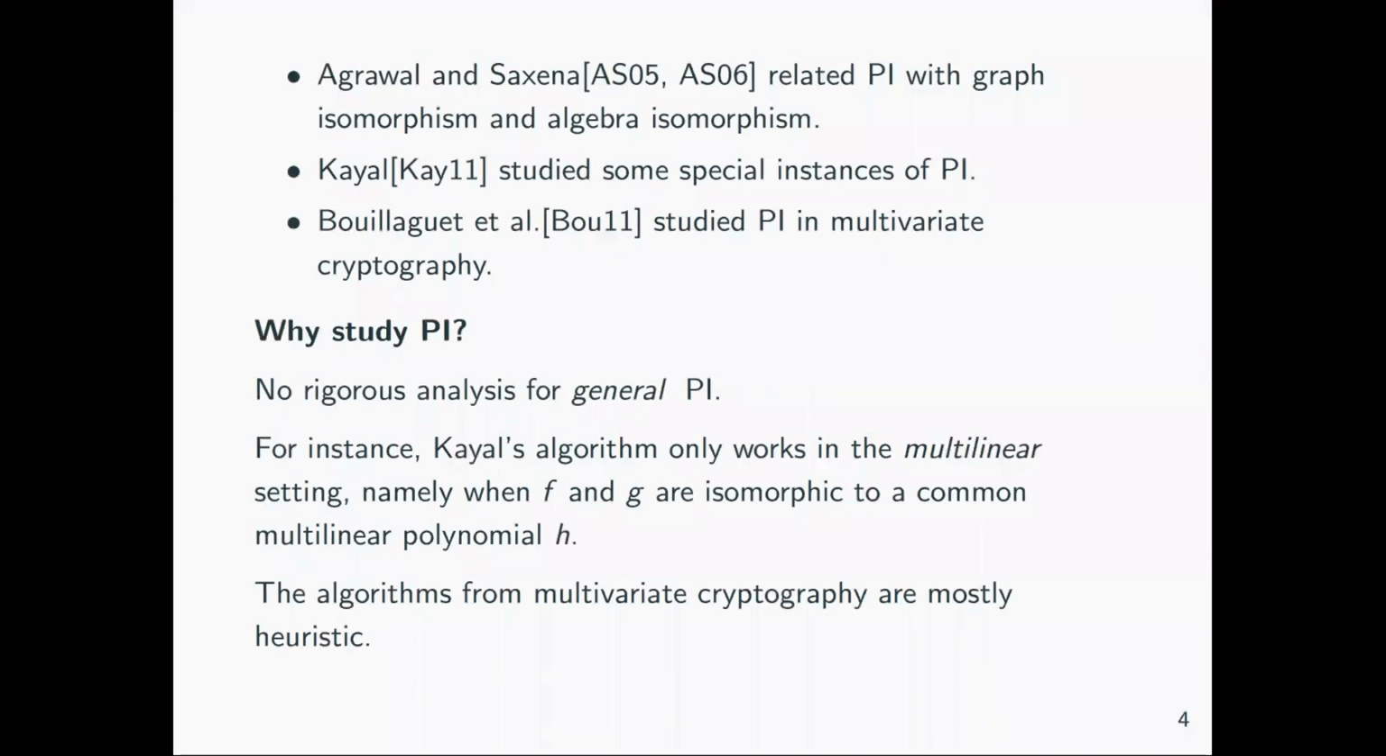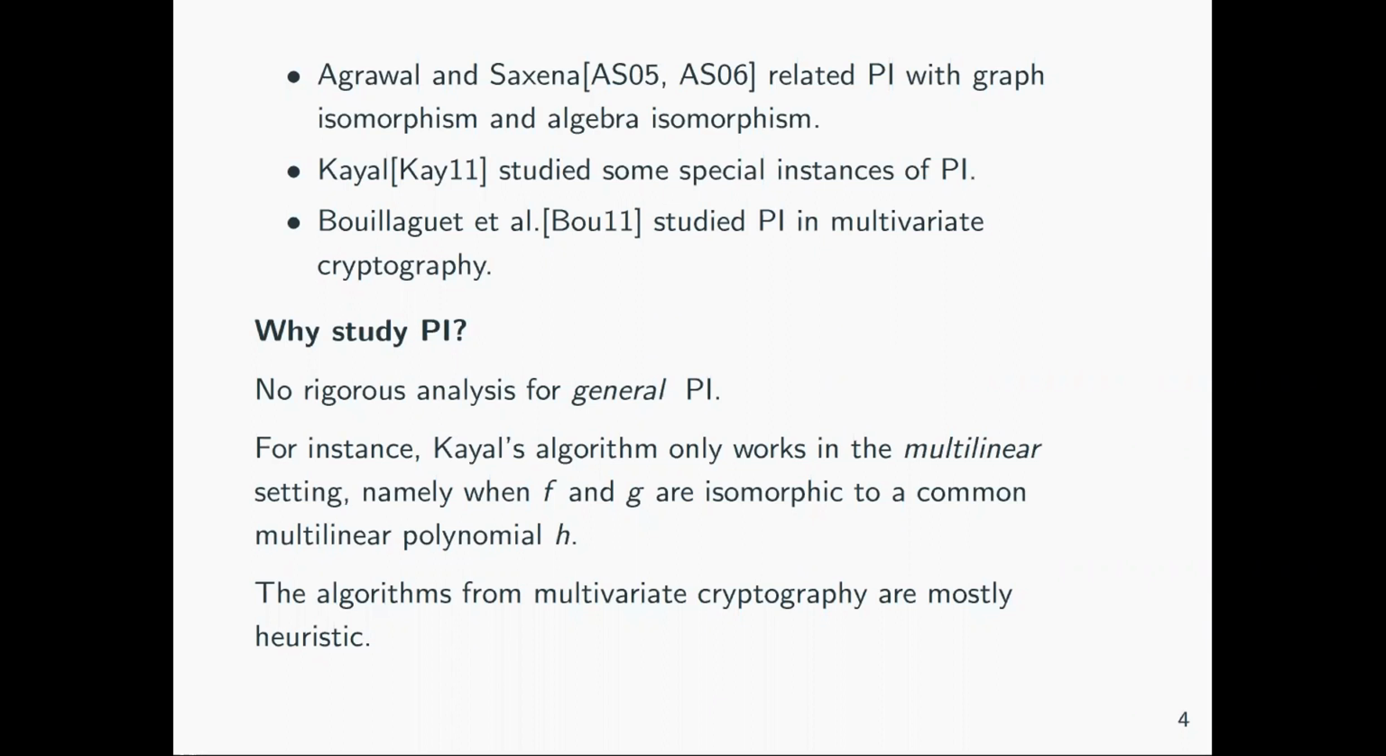Also, Agrawal and Saxena studied polynomial isomorphism from the computational complexity perspective. They related polynomial isomorphism with graph isomorphism and algebra isomorphism. And Qiao studied some special instances of PI. In addition, Bouillaguet and other researchers studied polynomial isomorphism in multivariate cryptography.